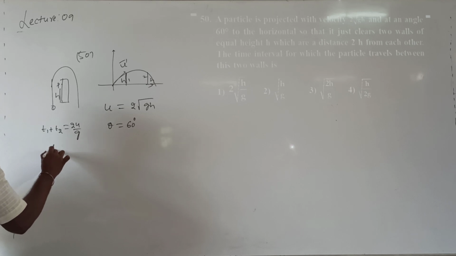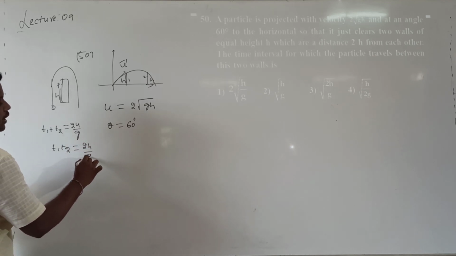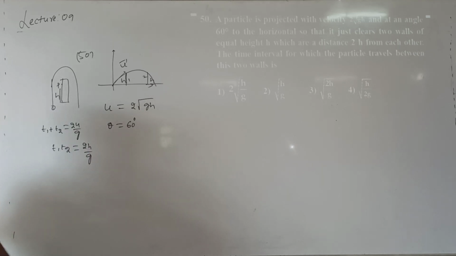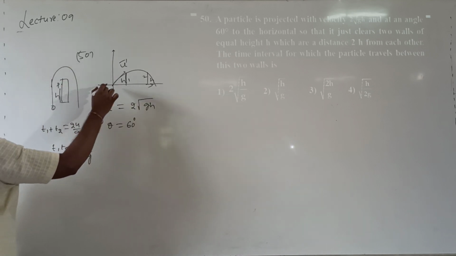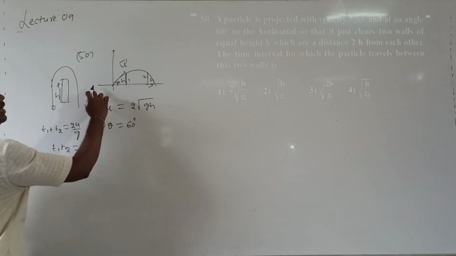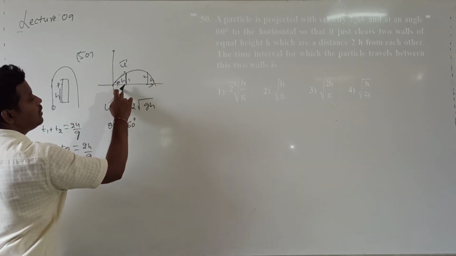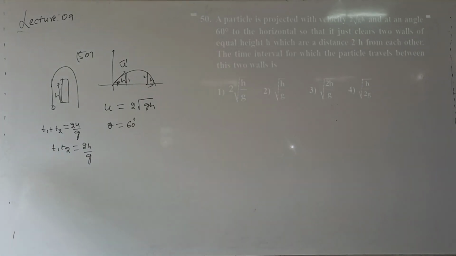And also written the formula t1 into t2. So t1 into t2 was given by 2 into h divided by g. Can you remember this? The same concept. Here, instead of the body projected vertically, the ball is thrown by making an angle theta. So theta is given. It is crossing the two walls, two walls of the same height but at different times. They are asking us to calculate what is the time interval.